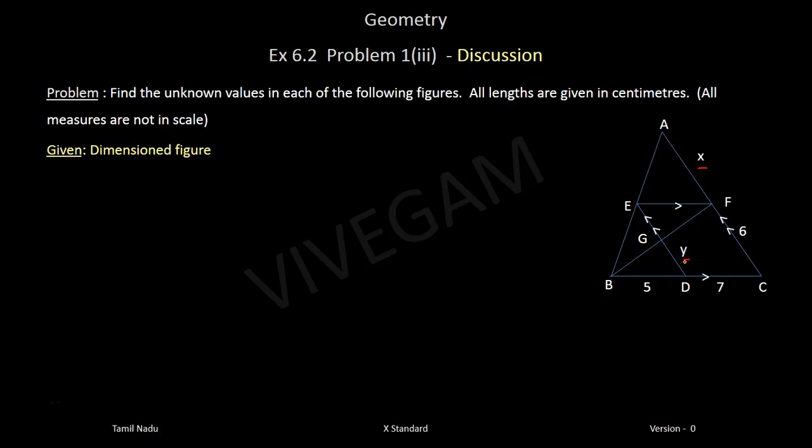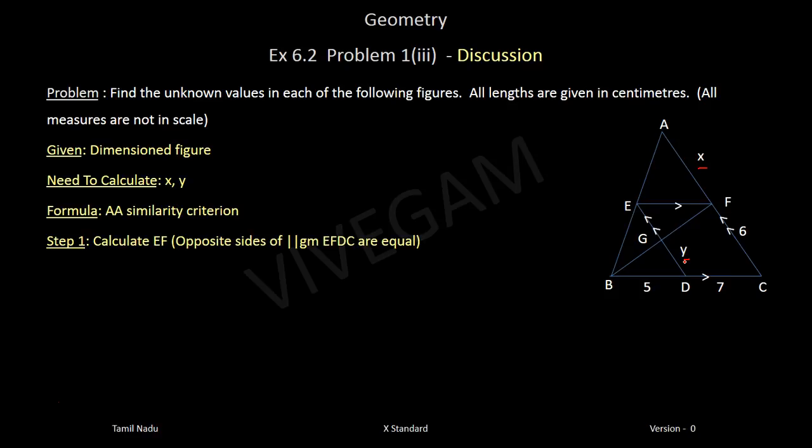Now let's write the given. Given is a dimensioned figure. We are asked to calculate x and y. The AAA similarity criterion is the one we will be using. Step 1: first we have to calculate the side EF, without which we cannot calculate x. Opposite sides of a parallelogram EFDC are equal. This is a parallelogram, EFDC, so opposite sides of it are equal.